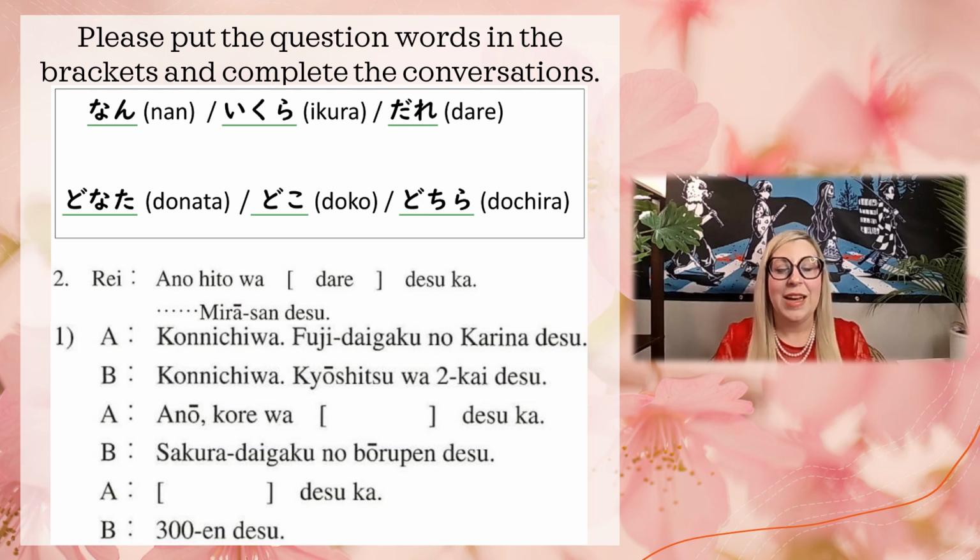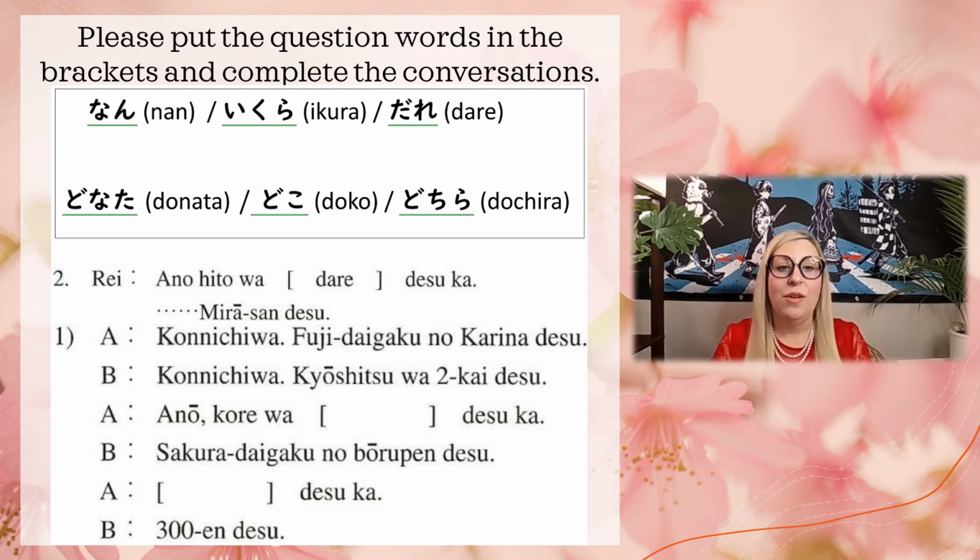I noticed that I never have the number spelled out. I always see just the number, so I have to stop and translate that in my head. So konnichiwa, hello. Kyoshitsu is classroom, wa nikai desu. So the classroom is on the 2nd floor.